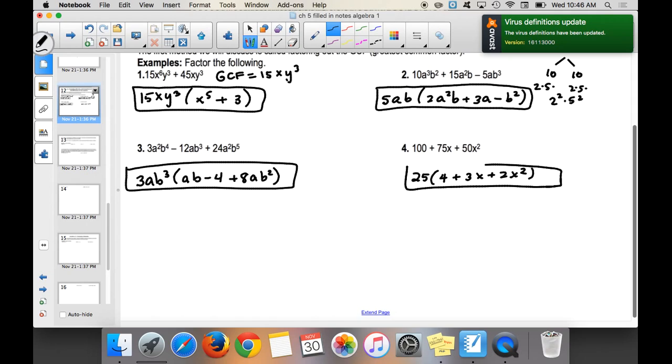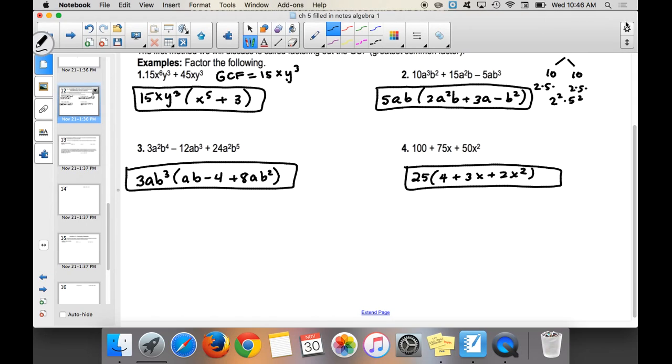Okay, and that's kind of the most common one. Like you'll often see just a number that you can pull out, especially when we get to the trinomials that we kind of practiced yesterday. Okay. All right, so let's try a little bit harder. You guys are like, great.